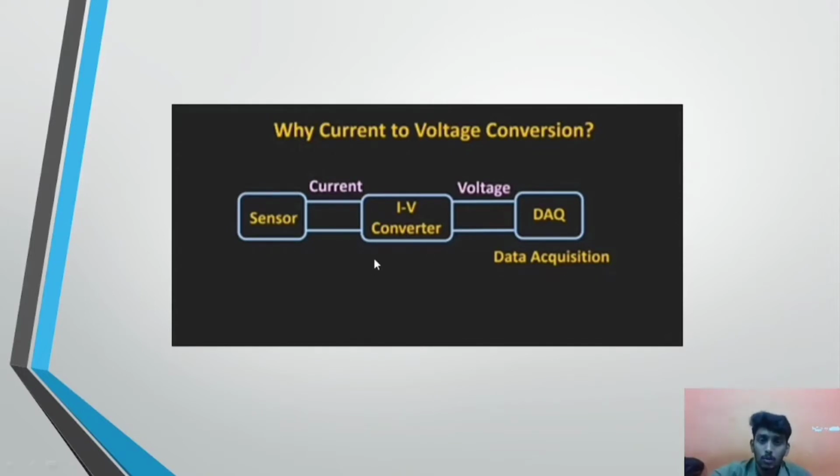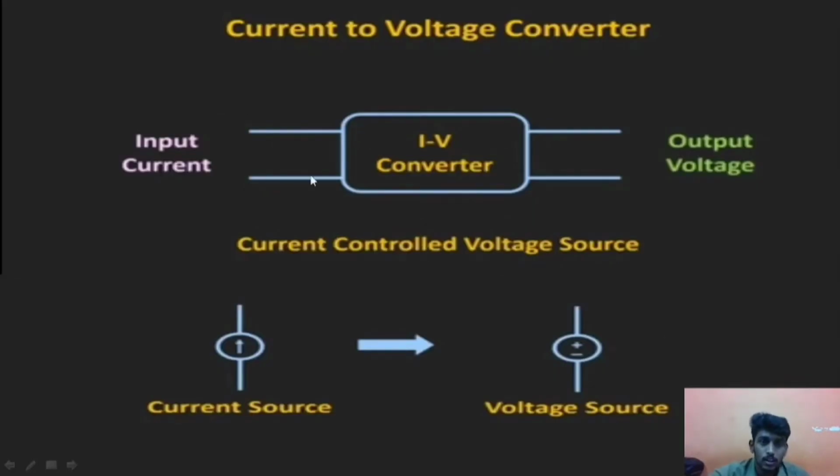Now we have learned about the current to voltage conversion and why we use the IV converter. Now we will see the internal working of the IV converter. Let us go to the next slide. In the IV converter, you all know that the current is the input and the voltage is the output. The input is a current source, which is the symbol of the input current, and the output is a voltage source, with plus and minus marking the positive and negative charges.